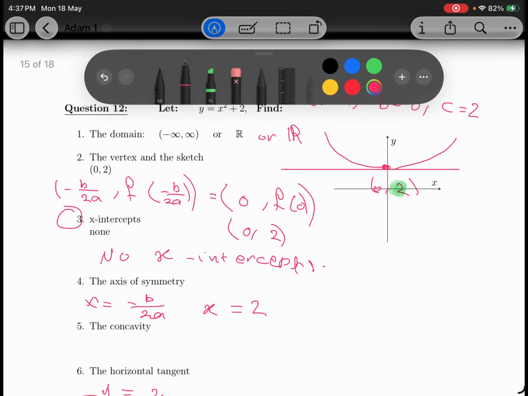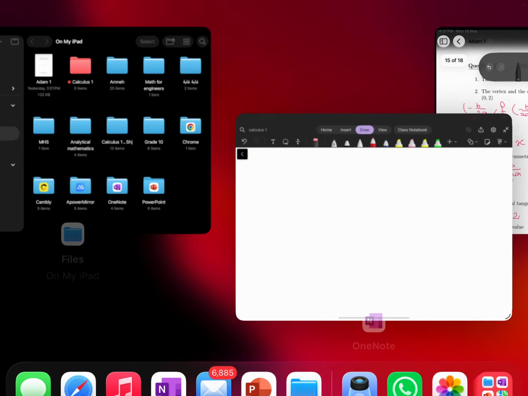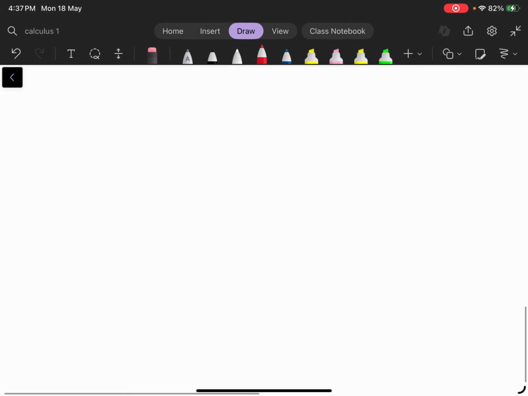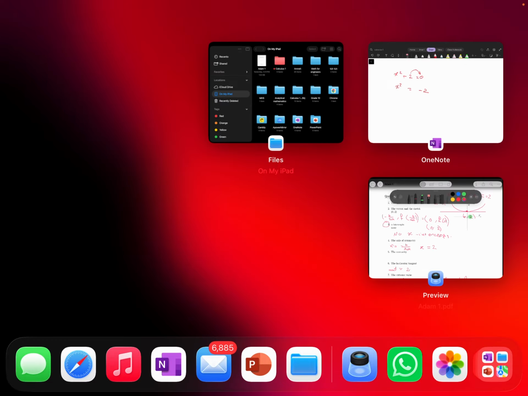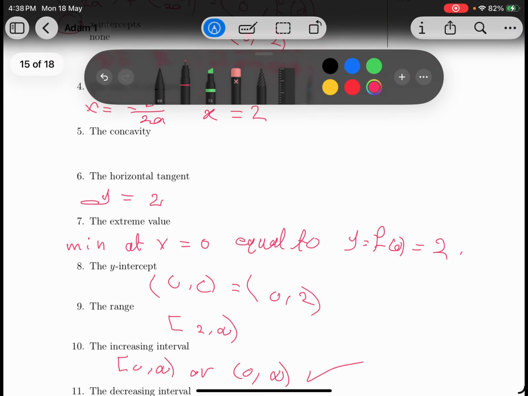So what I have here is x squared plus 2. If you make this x squared plus 2 equals 0, one attempt is to move the 2 over, so x squared equals minus 2. And this is very unrealistic, because how can a real number squared equal minus 2? So that's why there is no x-intercept for this.